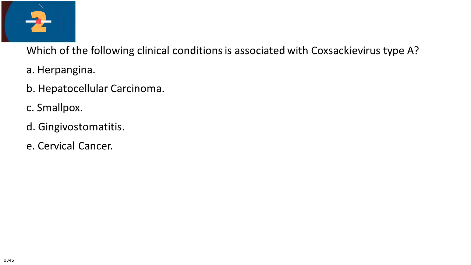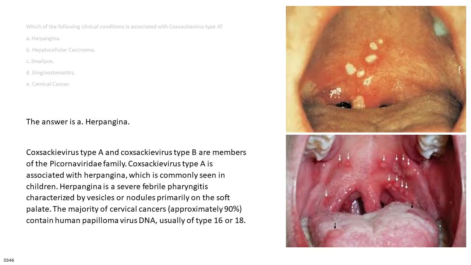The answer is A. Herpangina. Coxsackie virus type A and Coxsackie virus type B are members of the Picornaviridae family. Coxsackie virus type A is associated with herpangina, which is commonly seen in children. Herpangina is a severe febrile pharyngitis characterized by vesicles or nodules primarily on the soft palate. The majority of cervical cancers, approximately 90%, contain human papillomavirus DNA, usually of type 16 or 18.